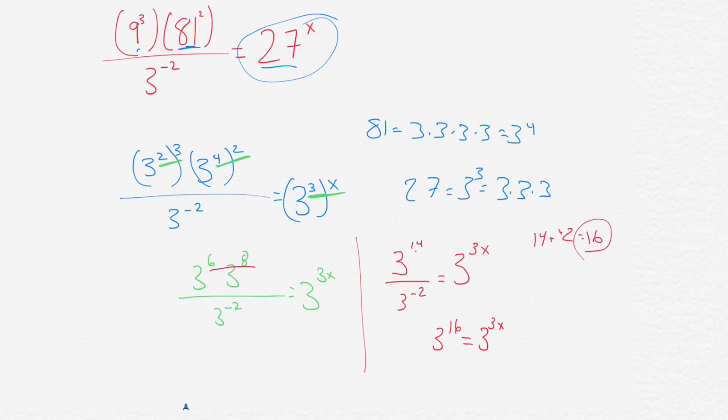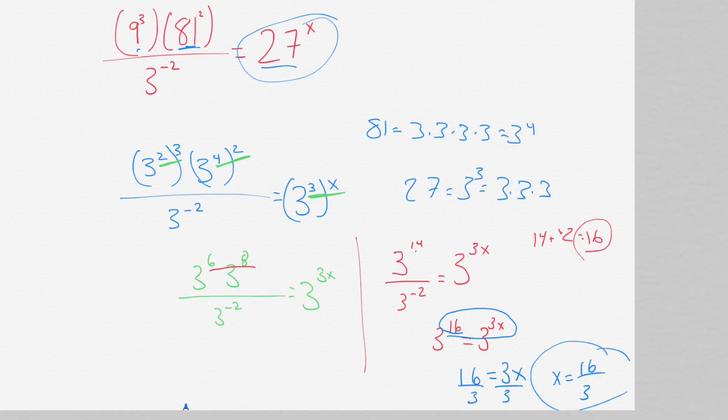And at this point, when the bases are the same, 3 to the 16 equals 3 to the 3x, we could just set the exponents equal to each other. So we go 16 equals 3x. And then at that point, we just divide each side by 3. We get x equals 16 divided by 3. Boom, that's the answer.